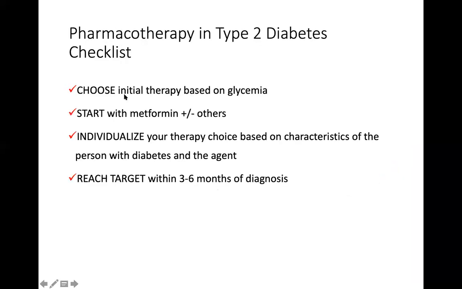So we would start therapy based on initial glycemia. We start with metformin alone or plus others. When the glucose is more than 200 or the A1C more than 8, you will start with metformin plus 1 or 2 more agents. If the A1C is more than 9 or 10 and the glucose is more than 300, you would start with insulin plus oral agents. We will choose the drug based on the characteristics of the patient and the agent, and we need to get to target within 3 to 6 months of diagnosis and maintain it there.